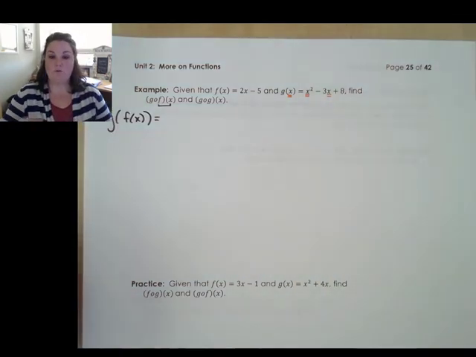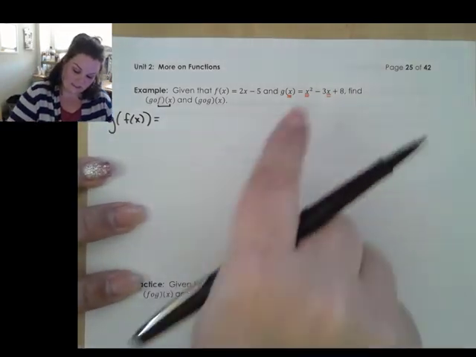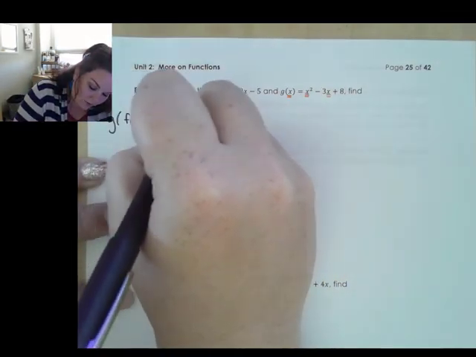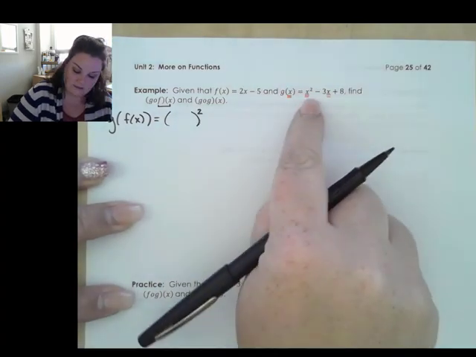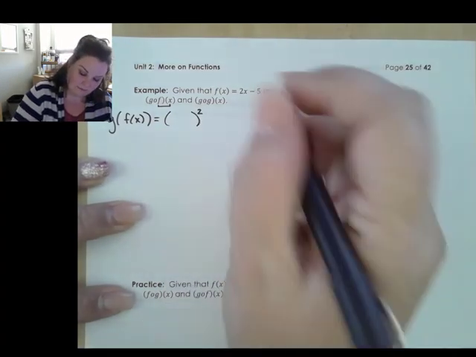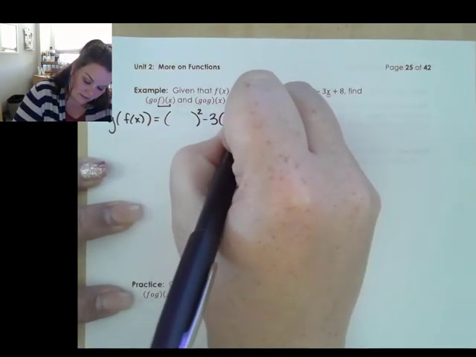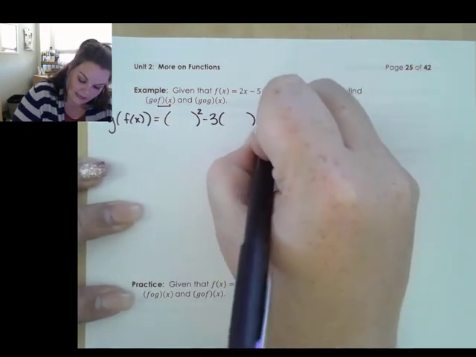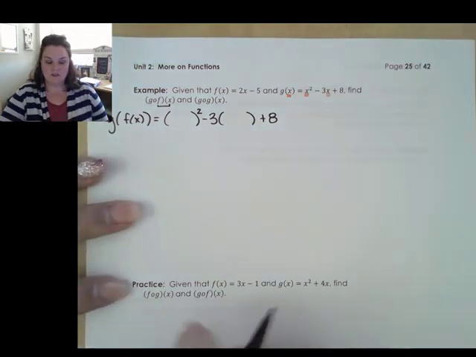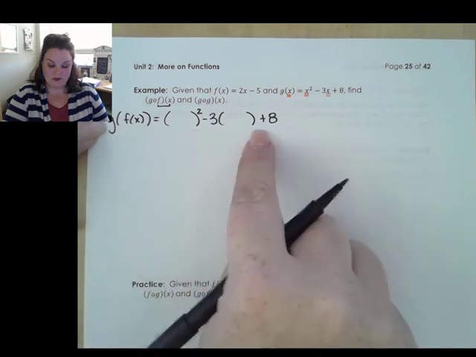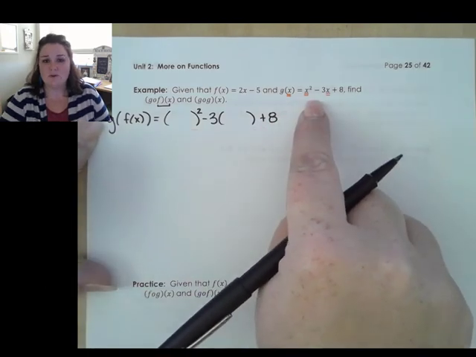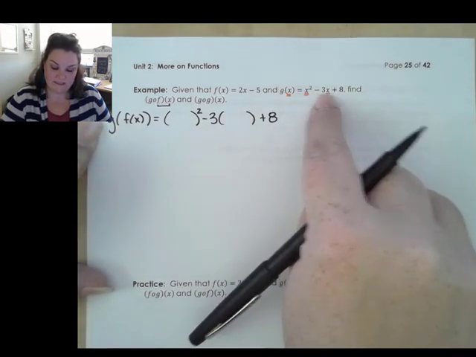Okay, so I'm going to go ahead and write out what my g function does. This says we're going to take our input and square it. Then we're going to subtract 3 times our input, and then we're going to add 8. Okay, so all I did was write out what this g function does to our input, or in other words, I put parentheses everywhere I see an x.